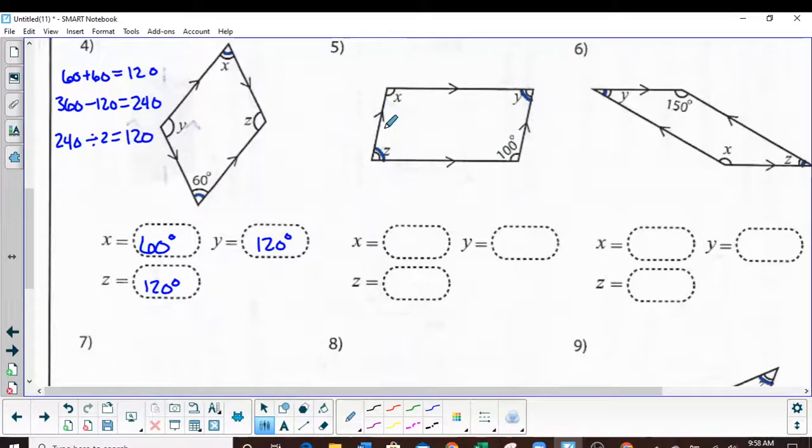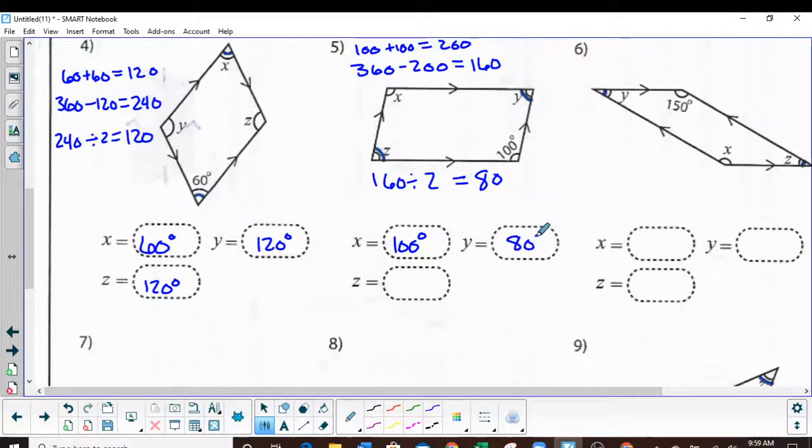Cool, let's look at 5. We're given 100 here. Opposite of that is x, so we know x is equal to that, so it's 100. So we know, let's add 100 plus 100 equals 200. I love it when I have these nice smooth numbers. The total's 360. We subtract the 200, that's going to give us 160. Ran out of room up there, I'll go right here. 160. Divide that with 2 angles, which is going to give me 80. So I know I've got 80 degrees here and 80 degrees there.